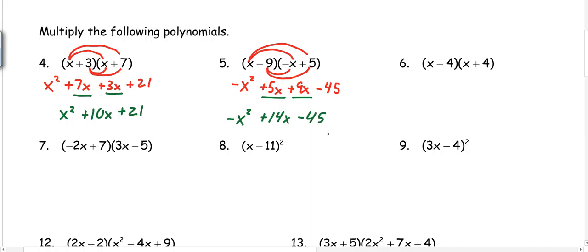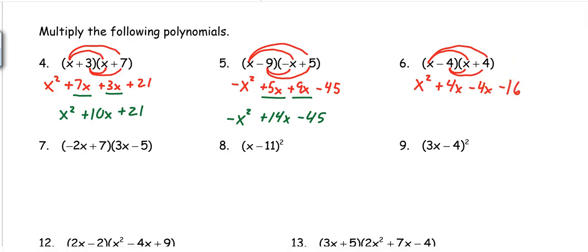In number 6, I have x minus 4 times x plus 4. So first I'm going to distribute the x. X times x is x squared. X times 4 is 4x. Negative 4 times x is negative 4x. And negative 4 times 4 is minus 16.